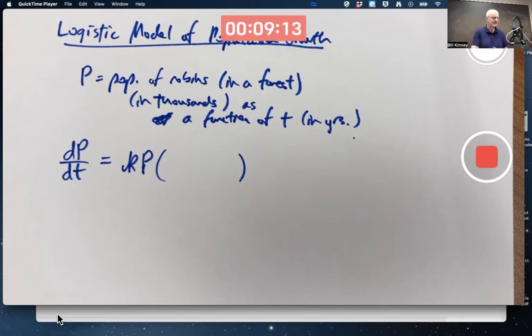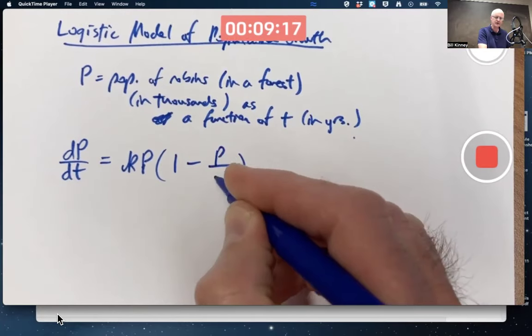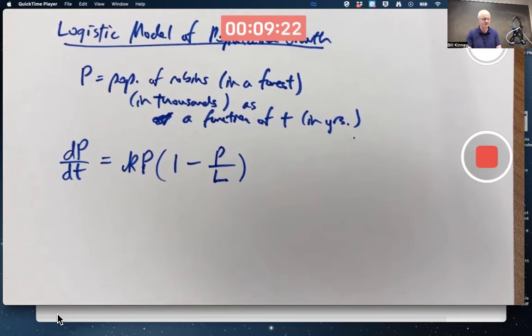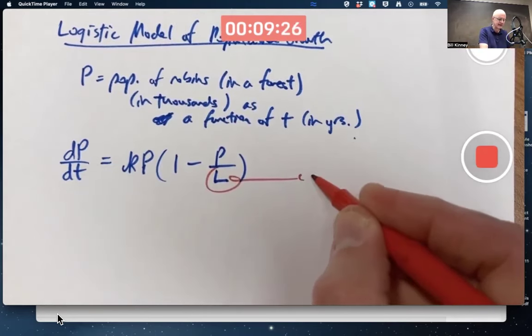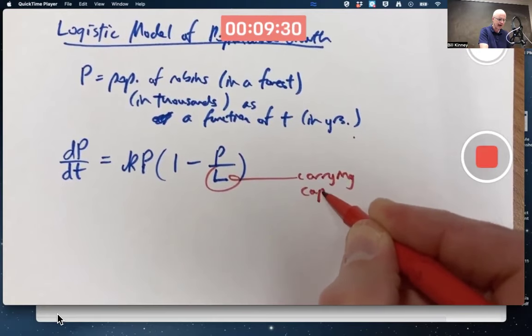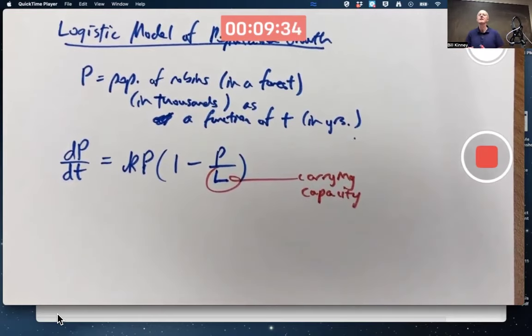With a little bit of thought, it would reveal 1 minus P over some positive constant, I'll call it L, is the thing to use. L is the carrying capacity of the environment in thousands of robins. Maybe L is 10, for example, representing 10,000 robins.